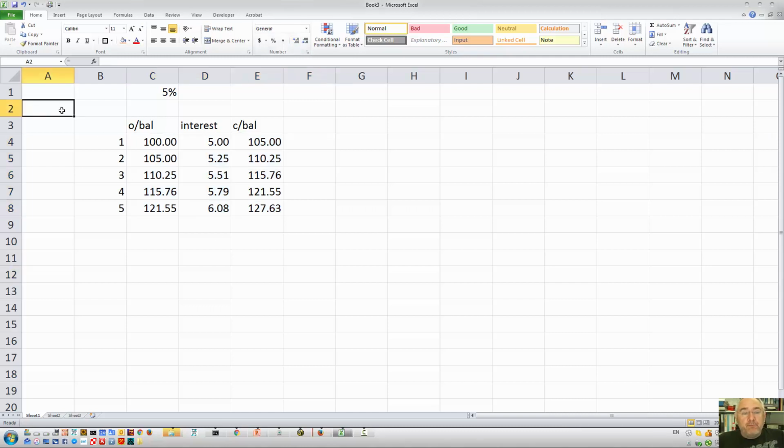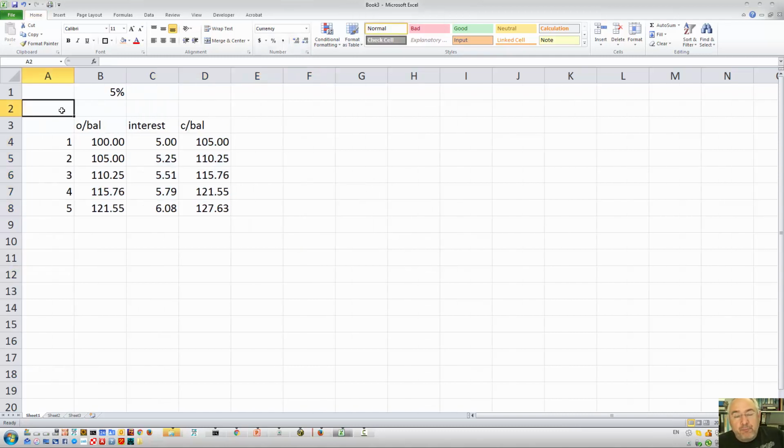Okay, so simple situation. I've got a 5% rate of return on my bank account. I put aside $100 up front, ignore tax, ignore any stuff like that. If I just let it sit there, by the end of the 5 years, I'm going to have $127.63. Now, let's structure this slightly differently.